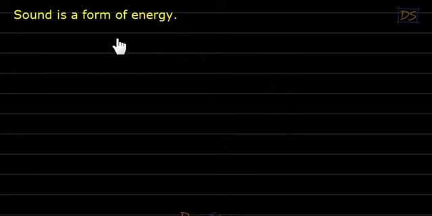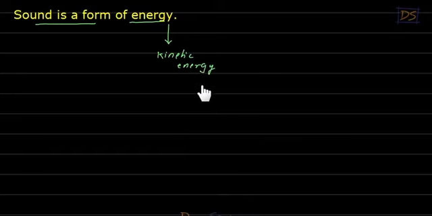The first important point to see about sound is that sound is a form of energy, students. By now we know about many forms of energy. Can you name a few of them? There is kinetic energy, right? What is kinetic energy, students? Can you briefly tell me? If an object is moving, we say it has kinetic energy.